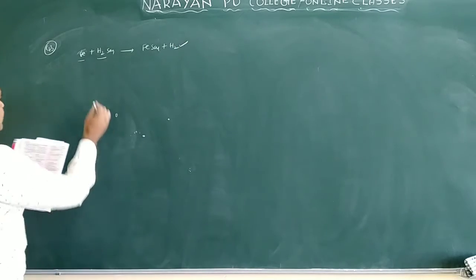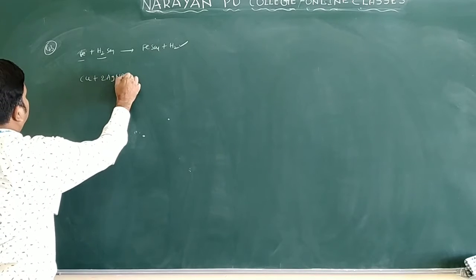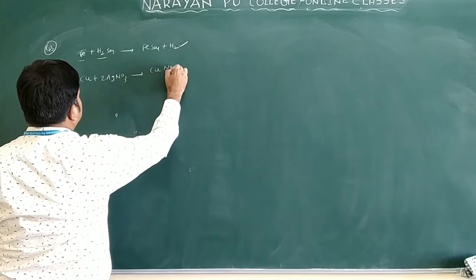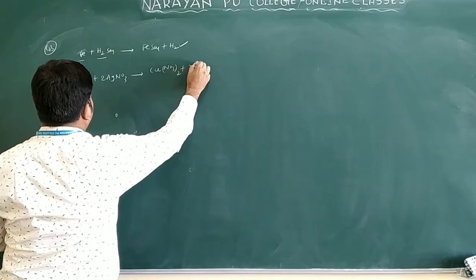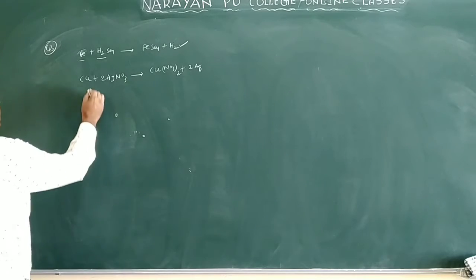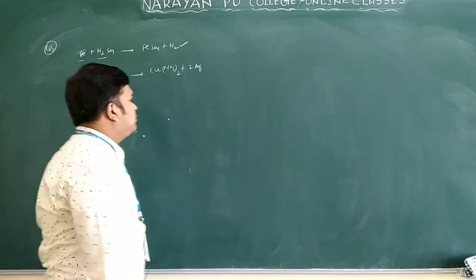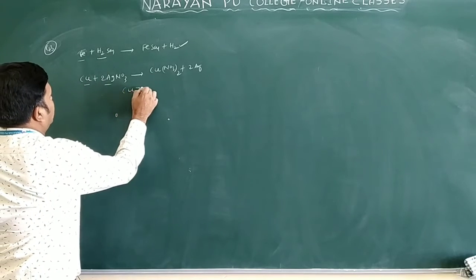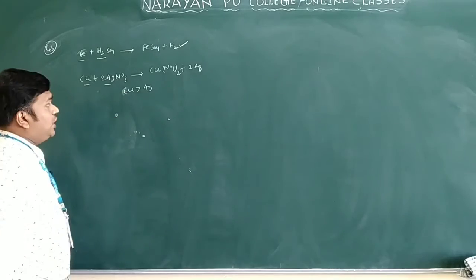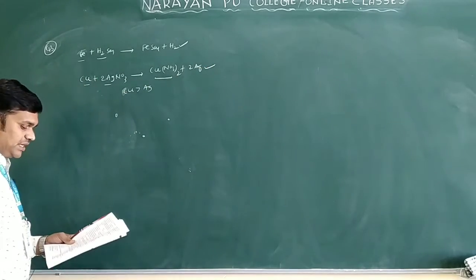Second equation: copper plus silver nitrate gives rise to copper nitrate, Cu(NO3)2, plus 2Ag. This is the question. Among silver and copper, which is more reactive? Copper is more reactive than silver, so copper displaces silver from its solution and forms copper nitrate. So this is also a positive reaction.